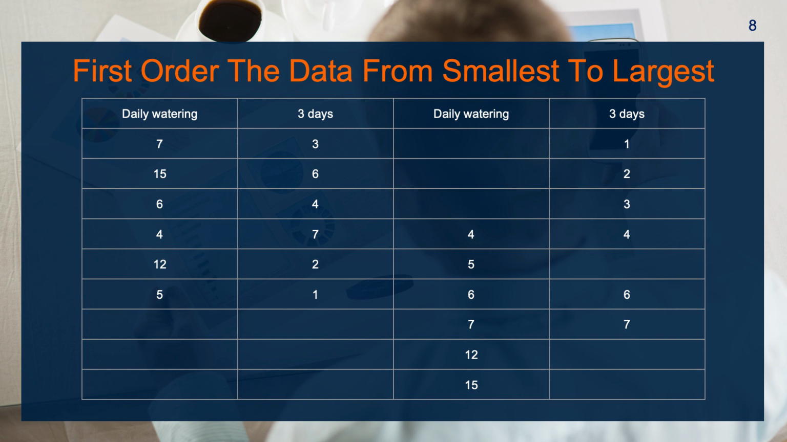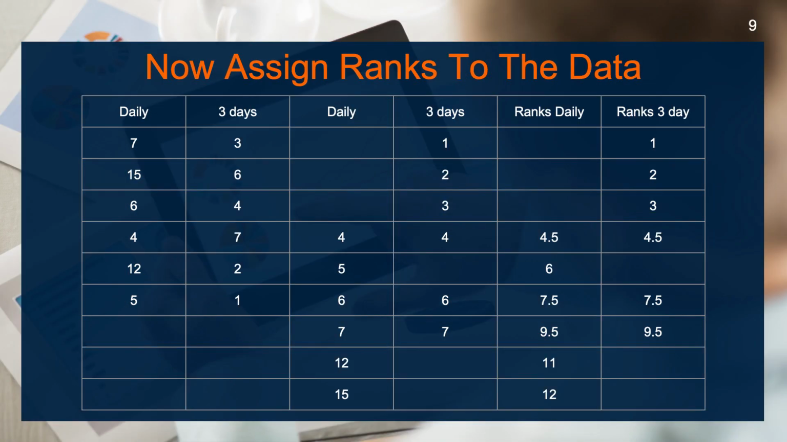So on the left-hand side there, you can see that we've got data, while on the right-hand side, that is the order of the data. Now you can see there are some that have the same value on both sides. So 4, 6 and 7 occur in both of the sets of data. So what we're then going to do is we're going to assign rank values to each of the data points.